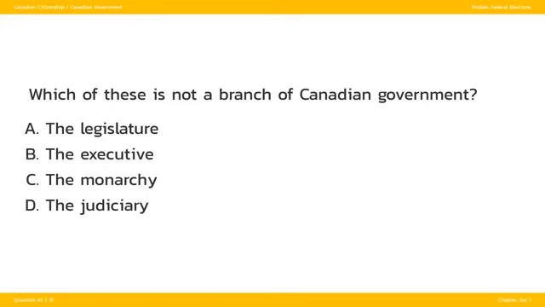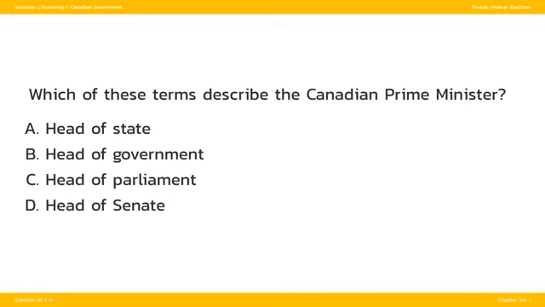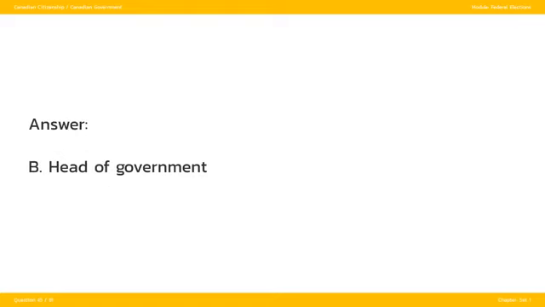Which of these is not a branch of Canadian government? A. The legislature. B. The executive. C. The monarchy. D. The judiciary. The answer is C. The monarchy. Which of these terms describe the Canadian Prime Minister? A. Head of State. B. Head of Government. C. Head of Parliament. D. Head of Senate. The answer is B. Head of Government.